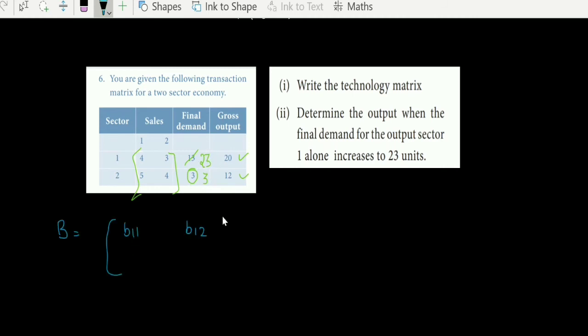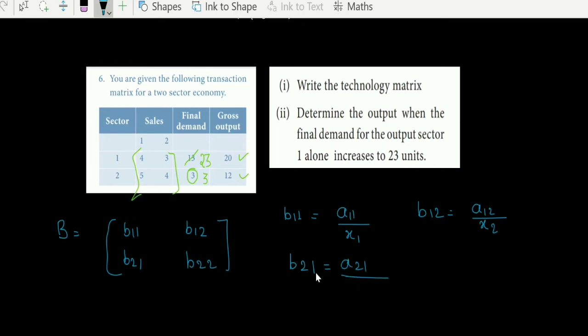So first step is we have to find the technology matrix. B11 is A11 by x1. If it is 1 here, you will write 1x1. B12 is A12 by x2. Okay, you can easily remember it. Then B21 will be A21 by x1. So this column we are dividing by x1, here x2. B22 is A22 by x2. So you can see here it is divided by x1, here divided by x2.